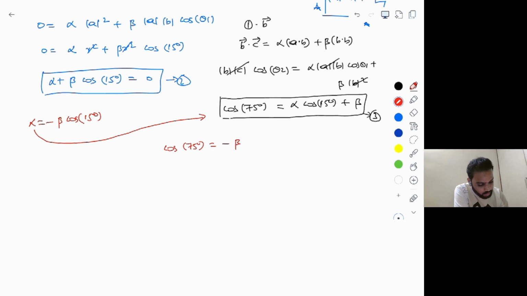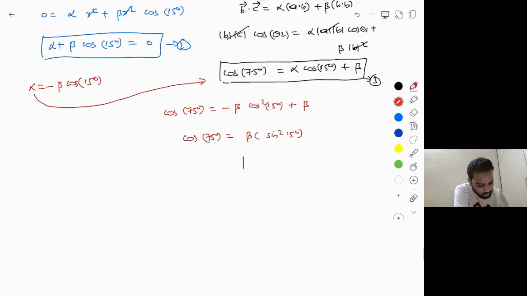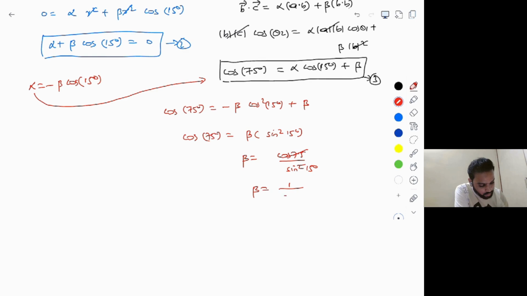Minus beta times cos 15, but already one more cos 15 is there, which makes cos square of 15 degrees, and then plus beta. Now you can write this as cos 75 degrees, which is equal to, if you take beta common, 1 minus cos square 15, which is sin square of 15 degrees. And finally, beta will be equal to cos of 75 divided by sin square of 15 degrees. But we know very well cos 75 is the same as sin 15. Finally, we get beta is equal to 1 divided by sin of 15 degrees.